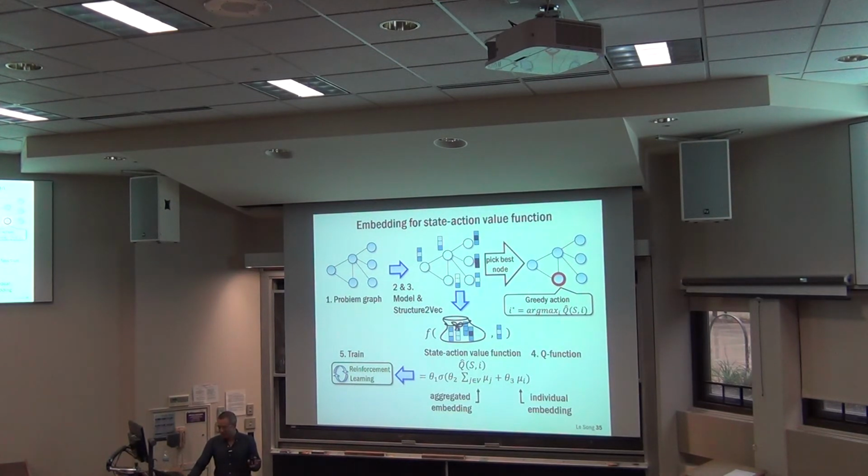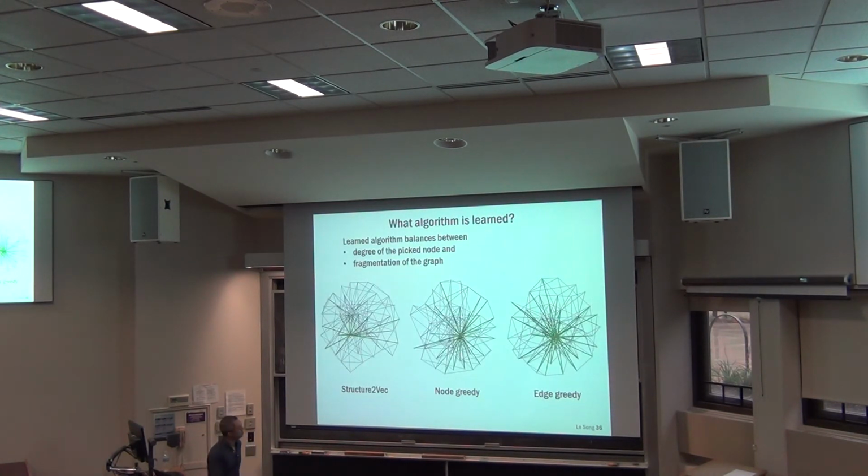And essentially, let's look at the result, okay? This is some nice visualization. So I'm going to compare three algorithms, okay? This one is done by this graph embedding operator learning algorithm. This one is going to be an algorithm which picks nodes greedily, okay? So I'm going to pick the high degree node first. Once I pick, I remove those incident edges and work with the remaining graph. And edge greedy is going to pick an edge based on the degree of the two ends.